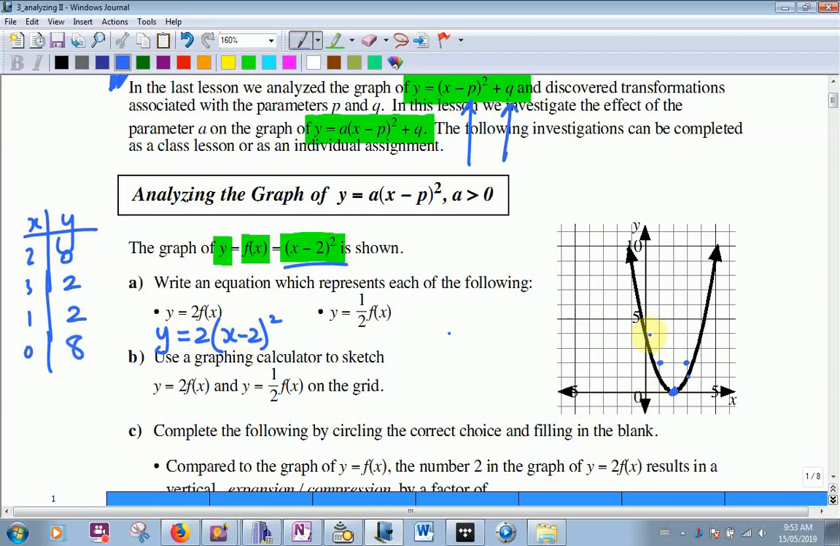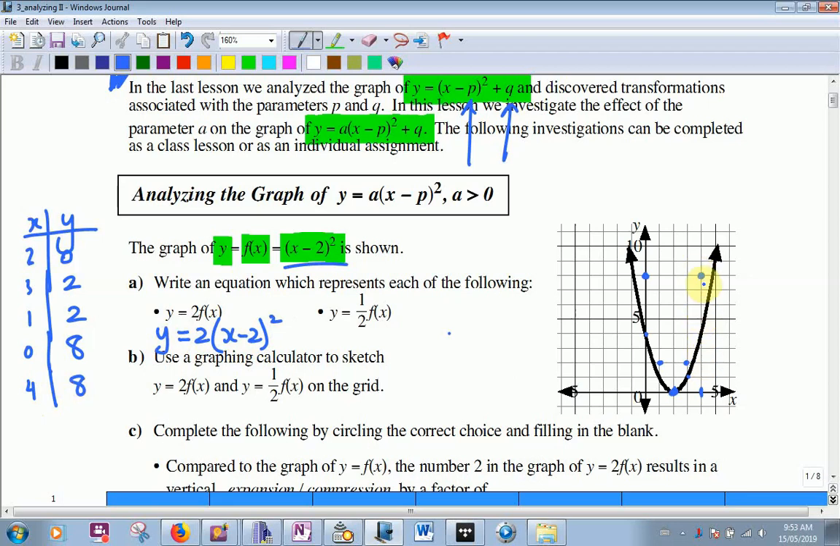What did I get before in a regular graph? Looks like I got that point right there. This is 5, 6, 7, 8. And let's try this guy right here, which is 4. 4 take away 2 is 2. Squared is 4, times 2 is 8.